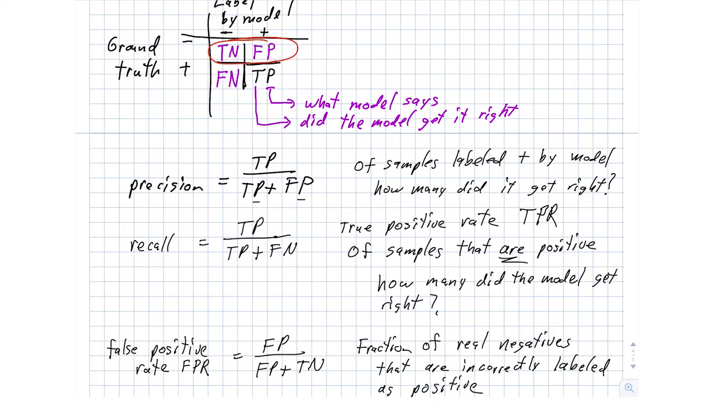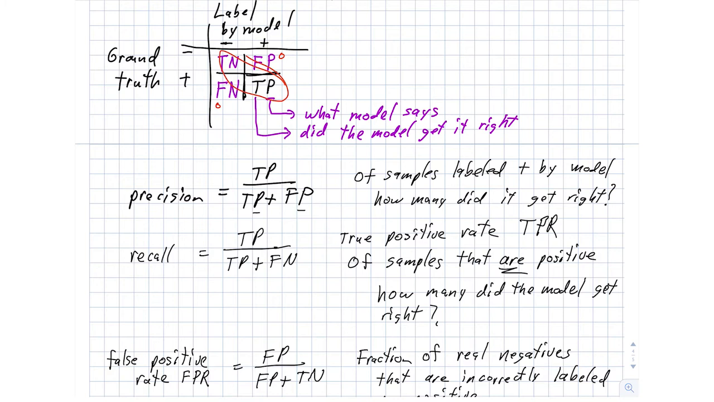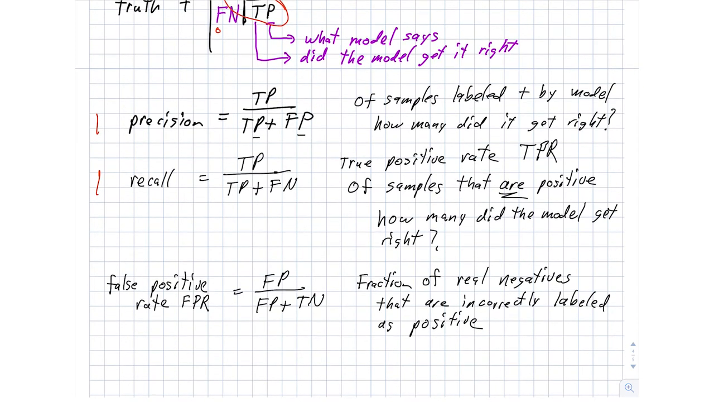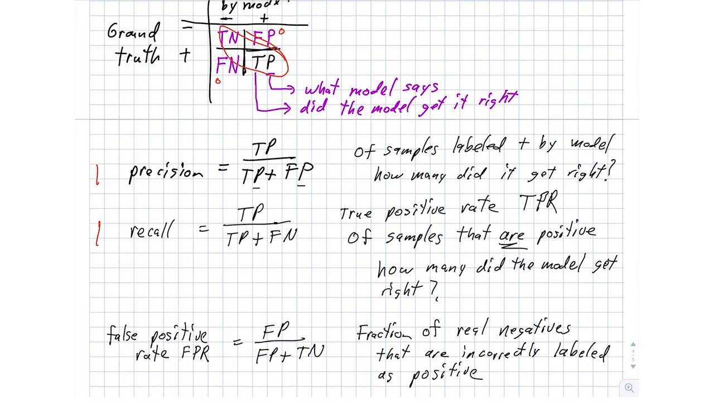Now, as we talked about before, the ideal scenario is that our model performs perfectly. And what that means, as I mentioned before, was that all of our counts actually sit on this diagonal here, and we have zeros sitting at the off-diagonal elements. If we have that particular scenario, then precision is going to be a value of 1. Recall as well will be a value of 1. And false positive rate will be a value of 0.